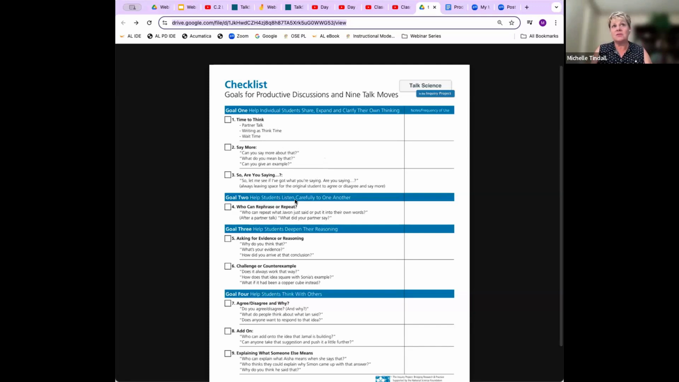Goal 2, help students listen carefully to one another. This is a nice way to get students who usually don't talk in class to say something that's low stakes. Can you rephrase what somebody else said, or can you repeat what somebody else said? And then help students deepen their reasoning.